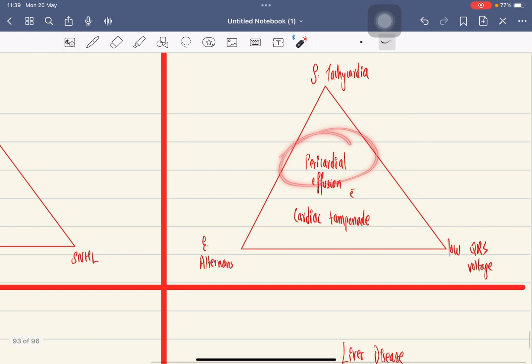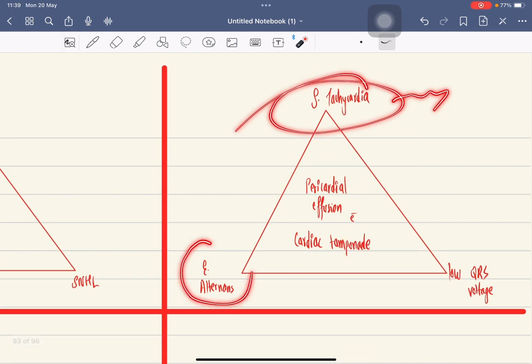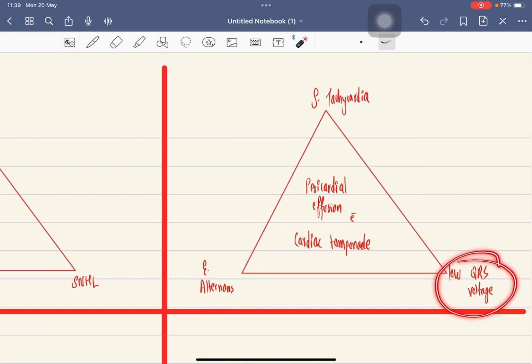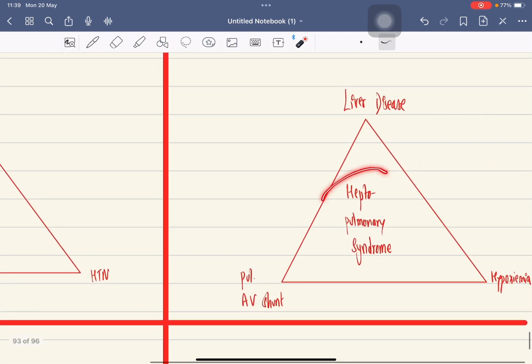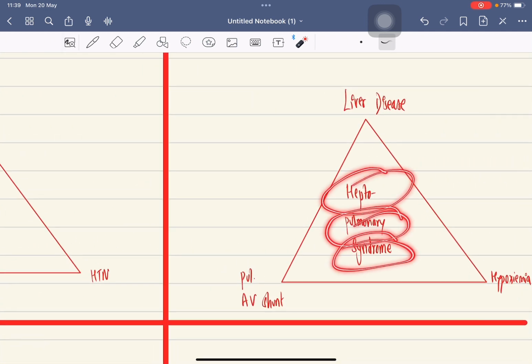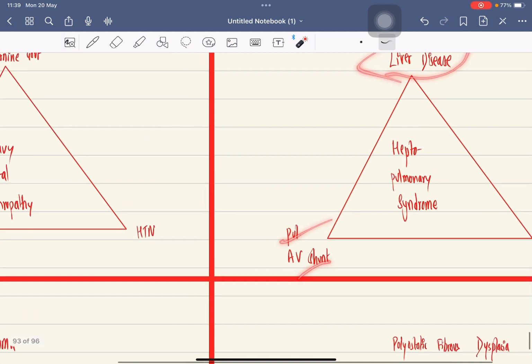Next, we have pericardial effusion with cardiac tamponade, which consists of sinus tachycardia in the ECG, electrical alternans in the ECG, and low voltage QRS in the ECG. Next, we have heavy metal nephropathy, which consists of saturnine gout, renal insufficiency, and hypertension. Next, we have hepatopulmonary syndrome, which consists of pulmonary arteriovenous shunt, hypoxia, and liver disease.